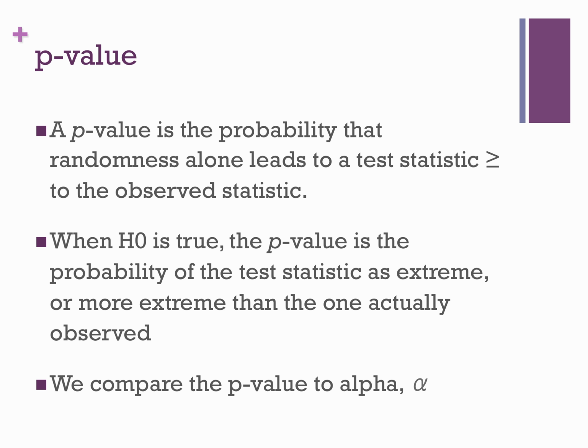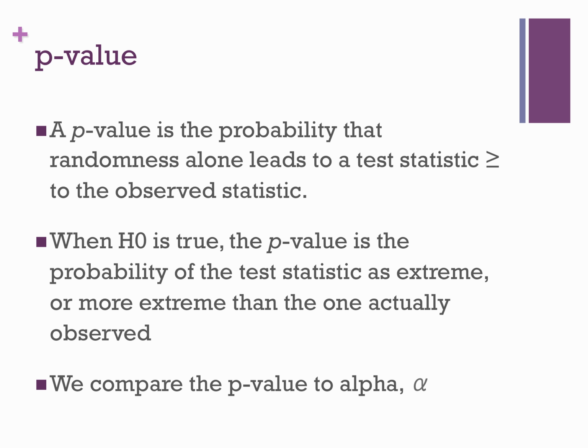Our p-value, again, is the probability that randomness alone or chance alone leads us to a test statistic greater than or equal to what we observed. So if H0 is true, the p-value is the probability of the test statistic as extreme or more extreme than the one we observed. We compare the p-value to alpha.